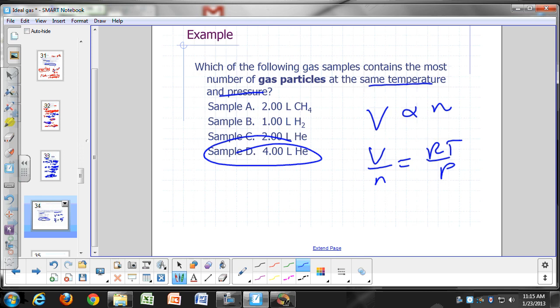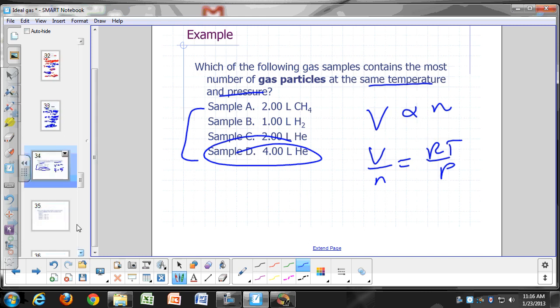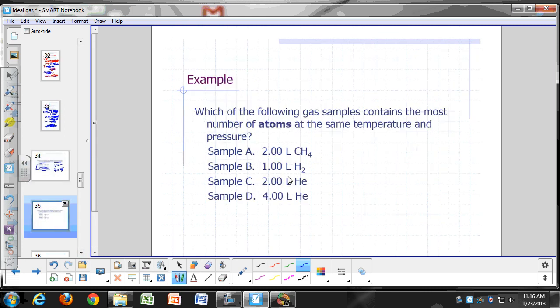Now, which one has the most number of atoms? Okay, let's compare A and D. D would have twice as many moles of particles, but each particle in sample D is just a single atom, whereas each particle in sample A is a molecule that's made up of 5 atoms. So what wins out? A. Okay, so A has more atoms, D has more particles. I think that was the next question.